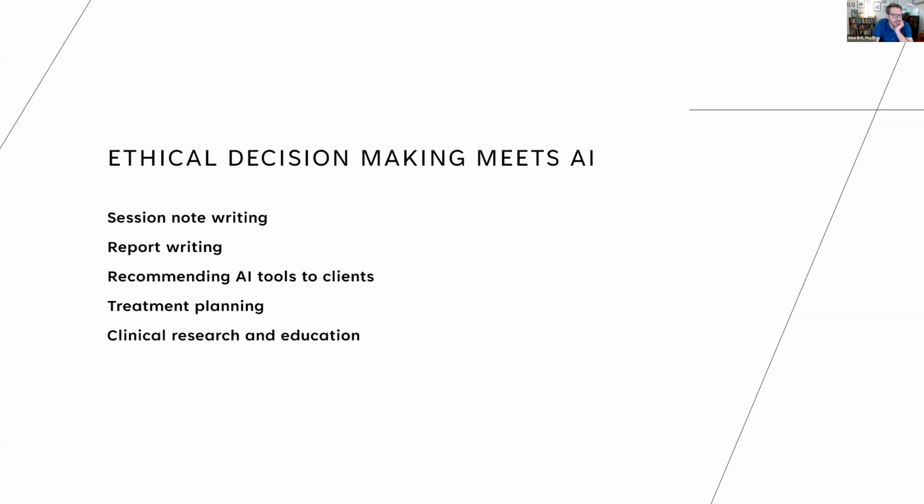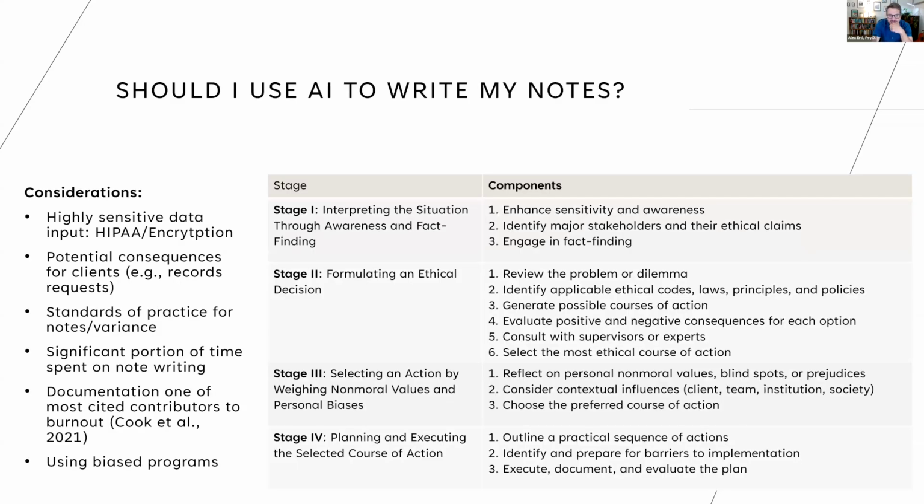So what we'll do here is start with a question that maybe many of you are having: should I use AI to write or maybe help write my notes? I've put in a couple of considerations here on the left, and I'm keeping it fresh for us to have these stages, the Tarvis decision-making model.